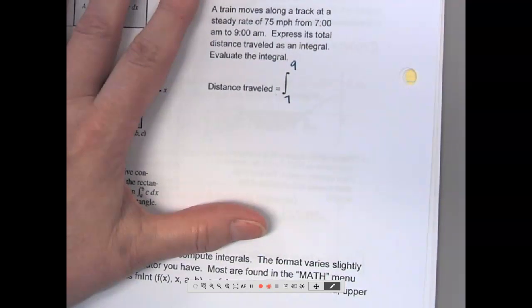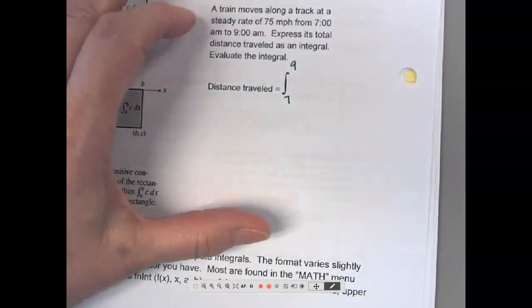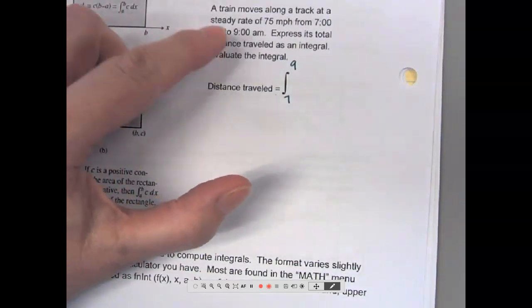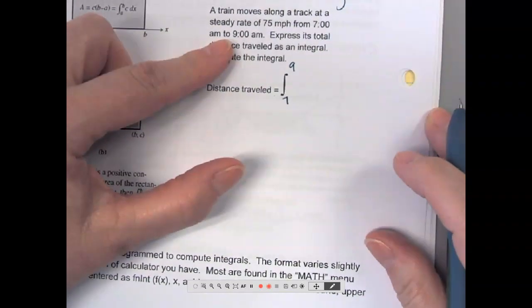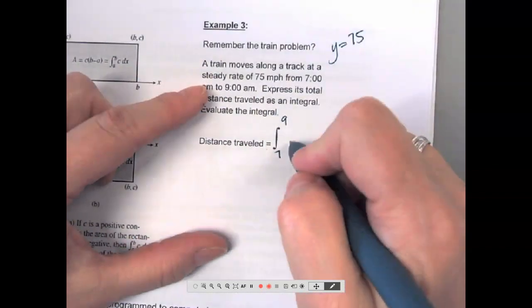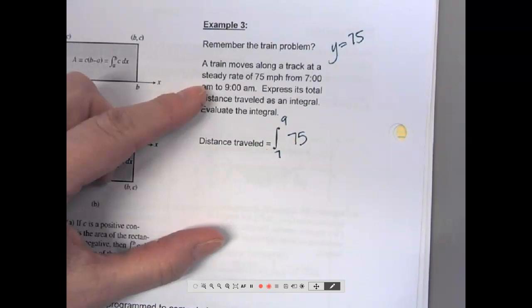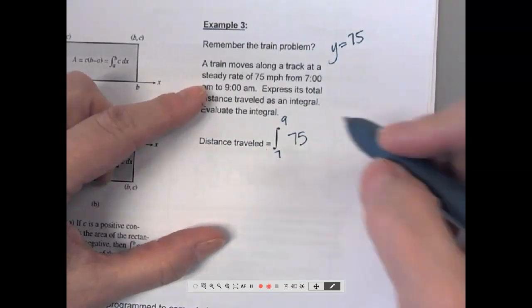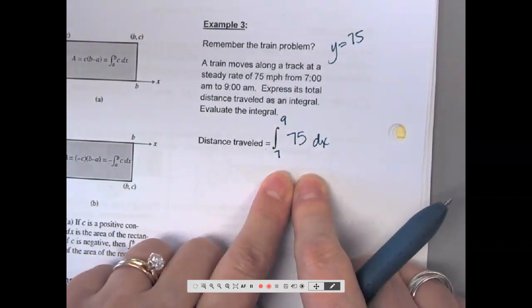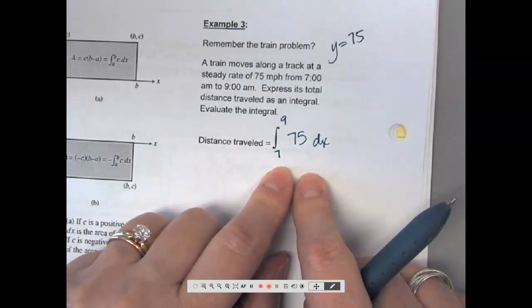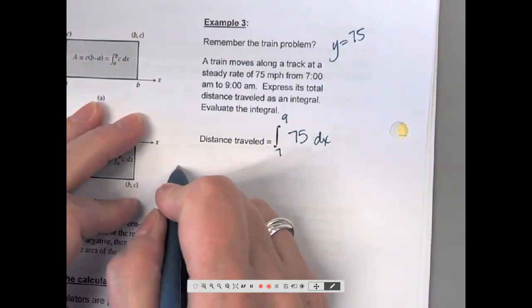What is the equation that I was using? Think back to when we graphed that. What did we graph on the y-axis? The velocity, right? What's the velocity? Just 75. So my function here is just y equals 75, that horizontal line that we drew. That's how I would write that same problem as an integral, with 75 dx. Now, how did we solve that? Remember, we had a rectangle.